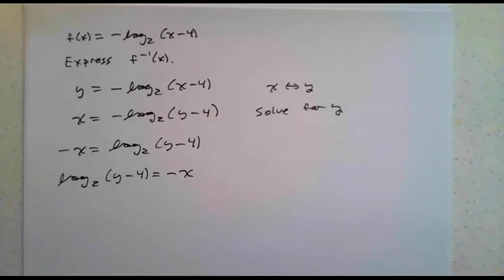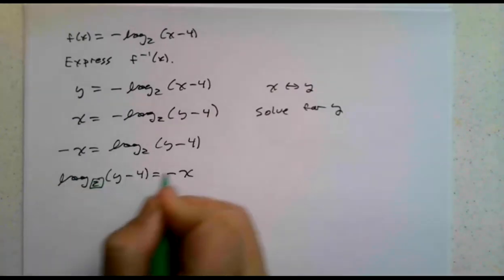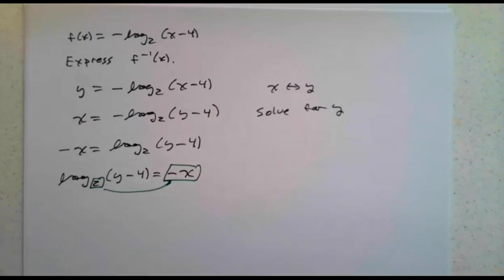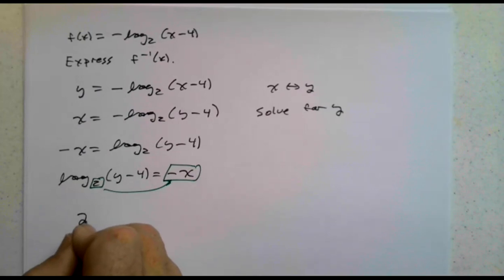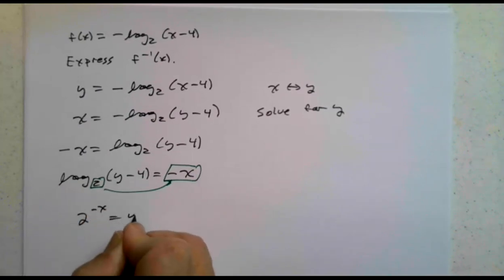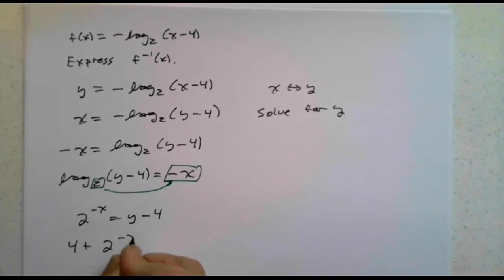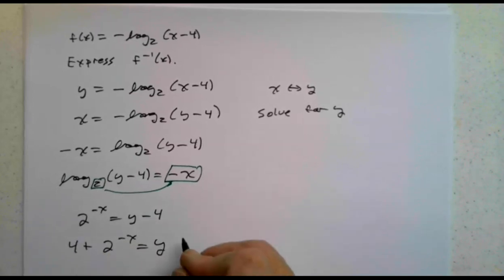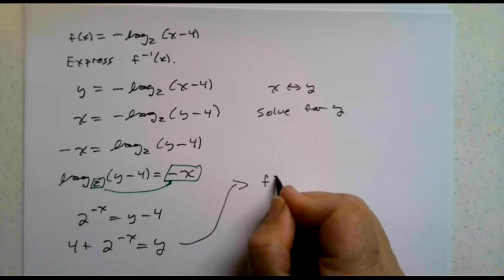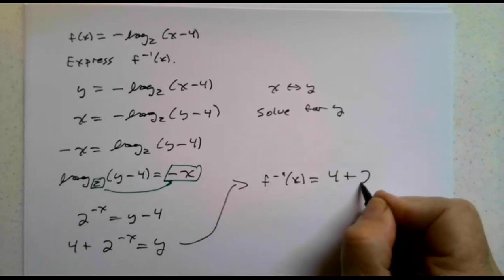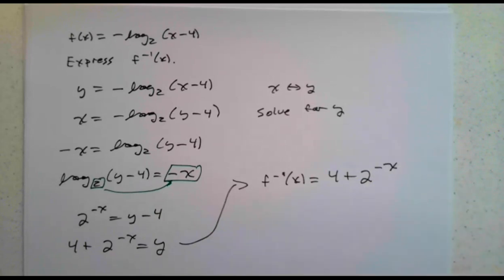The base here is 2. The exponent is negative x. So 2 to the negative x equals y minus 4. Add 4 to both sides. 4 plus 2 to the negative x equals y. And that should be my f inverse of x. F inverse of x should be 4 plus 2 to the minus x.